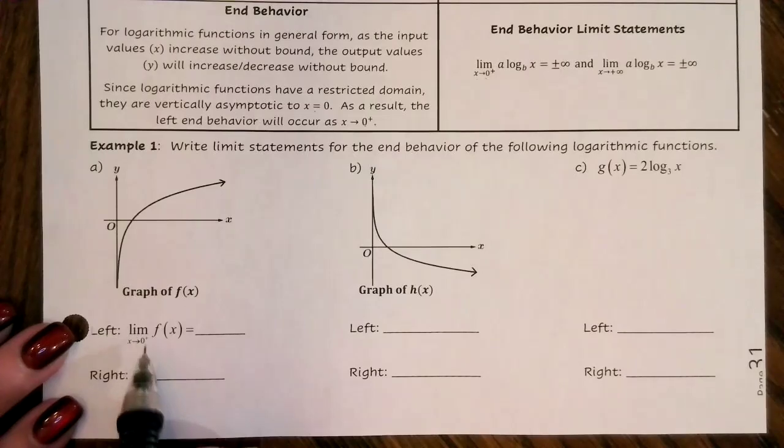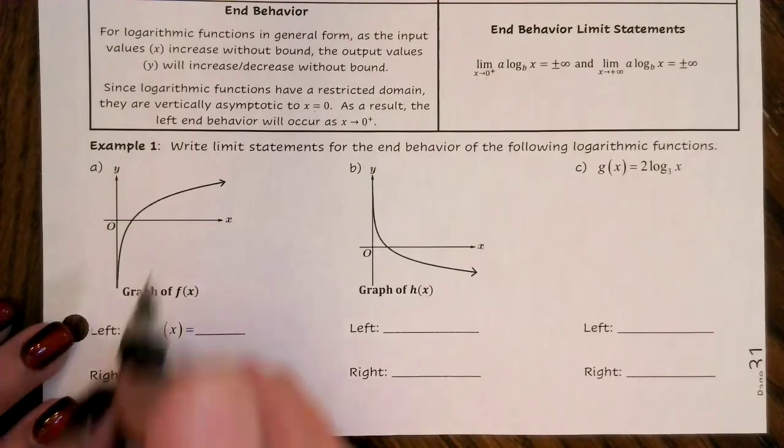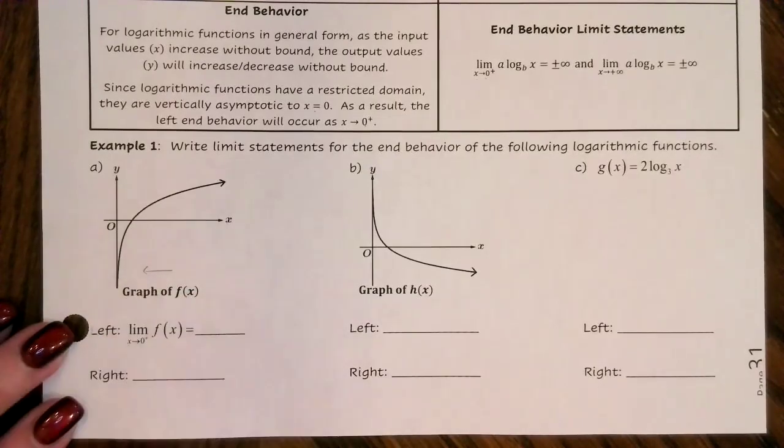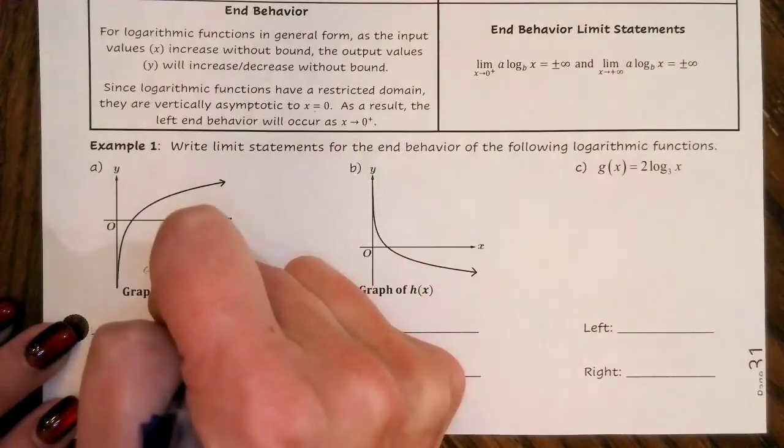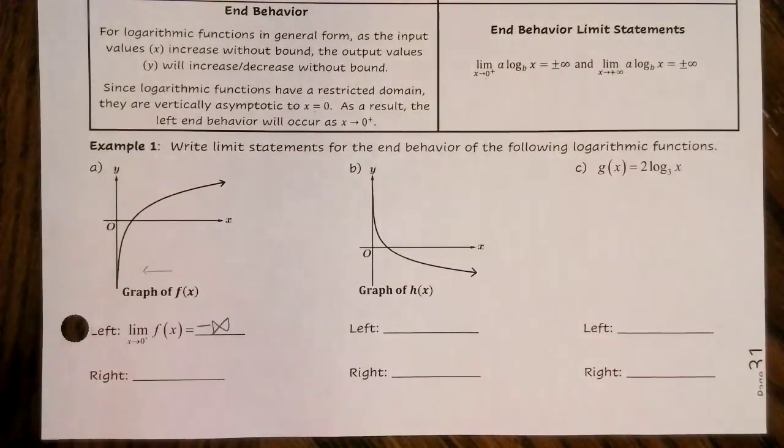It says the limit as x approaches 0 from the positive side, so from the right side, f of x is equal to what? So that means as we're approaching this way, from the positive side to my 0, well, my graph is going downward. So my answer here would be negative infinity.